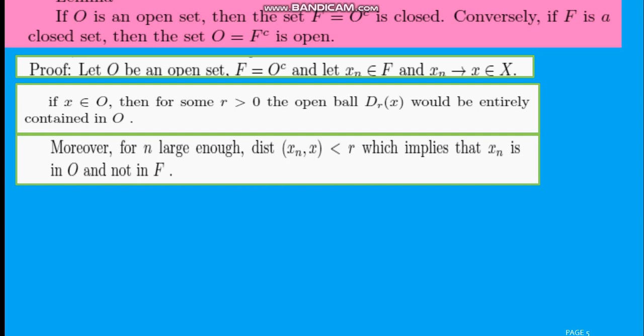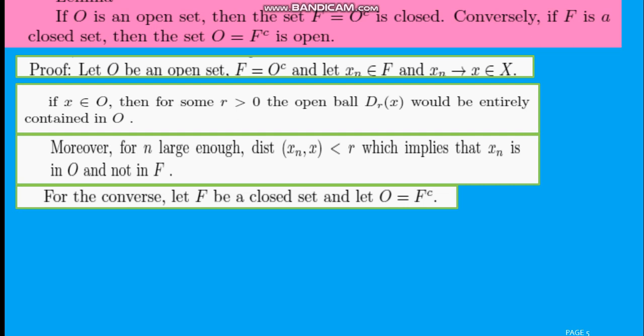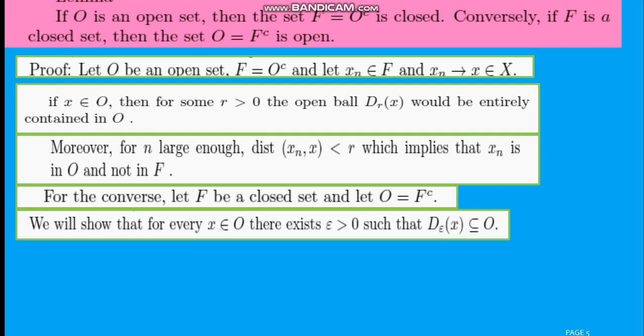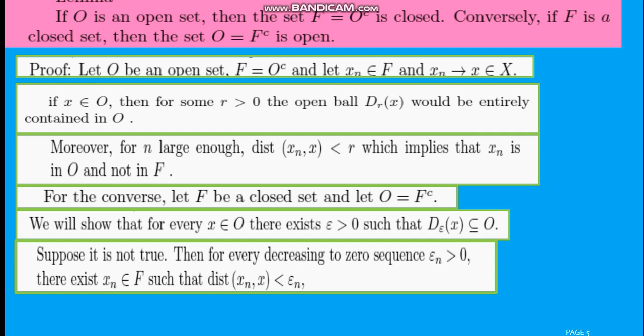So what we need, obviously x should belong to F. And for the converse, let's suppose F is closed and we have to prove that O is open. Now consider O as F complement. To show that O is open, let's take some x belonging to O, and we have to show that there exists an open ball with center x which is contained in O. Suppose it is not true, then what do you have?